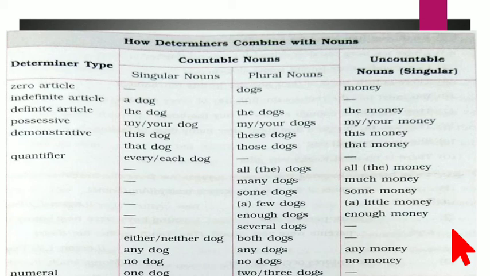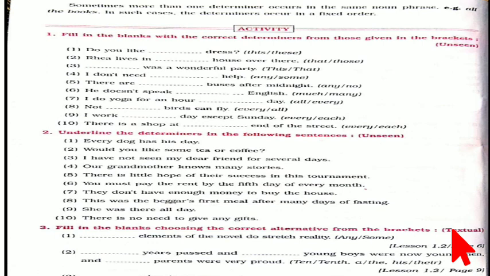Then, sometimes more than one determiner occurs in the same noun phrase. Example: all the books. In such cases, determiners occur in a fixed order. Now, I hope you all have understood. Now it is the activity time. So you are expected to write this and then solve it.